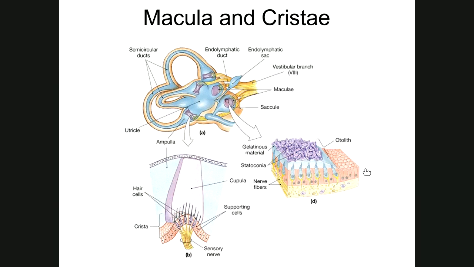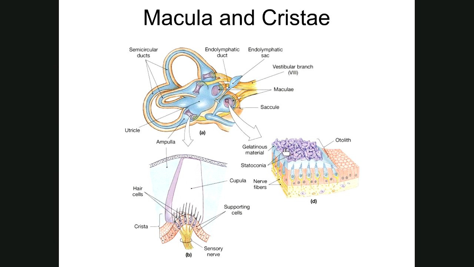S-T-A-T-I-C, static equilibrium. That's your orientation relative to gravity. It's called static equilibrium. This receptor has hair cells. There it is, got the hair cells, stereocilia, you can kind of see them there. The kinocilium. The cilia extend up into a gelatinous membrane. They call it gelatinous material here, which is covered with calcium carbonate crystals called otoliths.